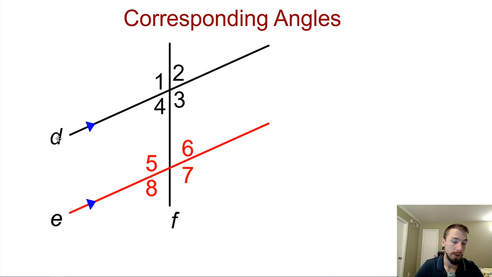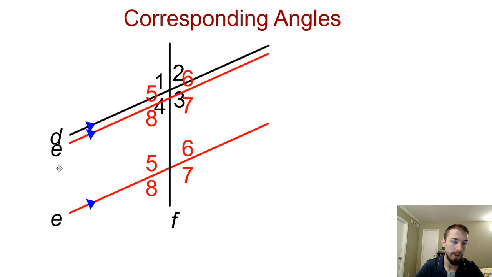So lines D and E are parallel to each other. We know that from the blue triangles here. And then F is a transversal that cuts those two parallel lines. Well, the angles formed 1 through 4 are going to be the same as these angles 5 through 8 down here. We see that as I move this up here, it's the exact same angles, right? So angle 1 is going to correspond with angle 5. See that? 1 goes with 5. 2 is going to be the same as 6, top right, top right. 3 goes with 7, those are corresponding, and 4 corresponds with 8.